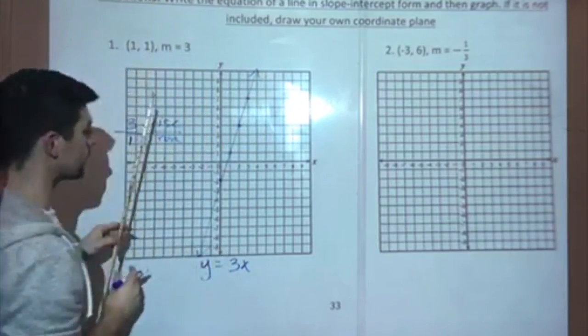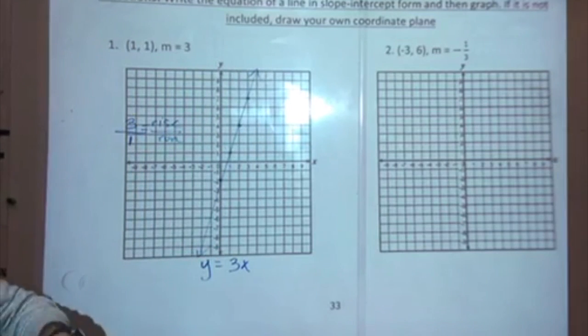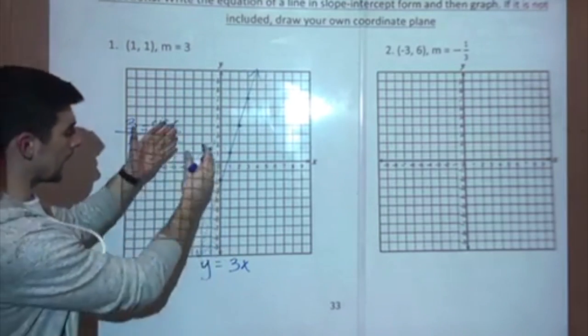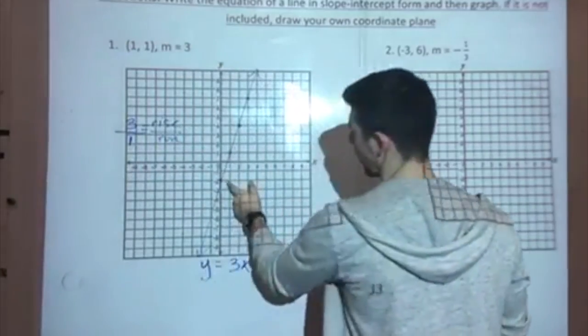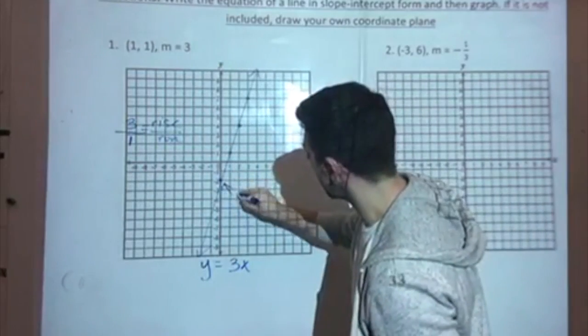Always include arrows at the end. It lets your reader know that you understand this line goes on forever. And that's what this line looks like. And now we know the y-intercept. It's right there at negative 2.